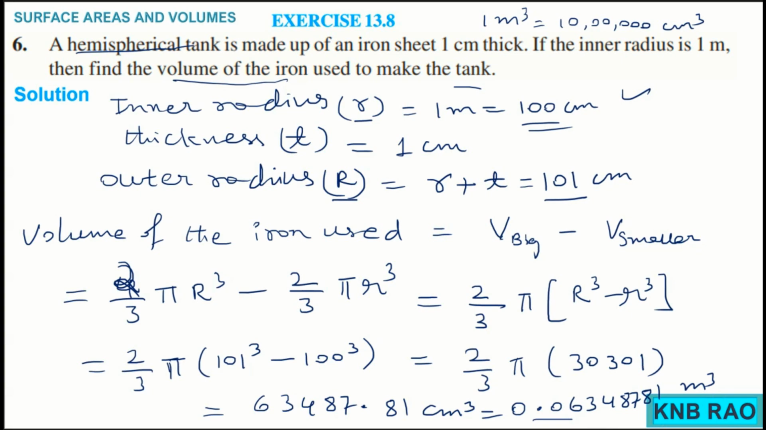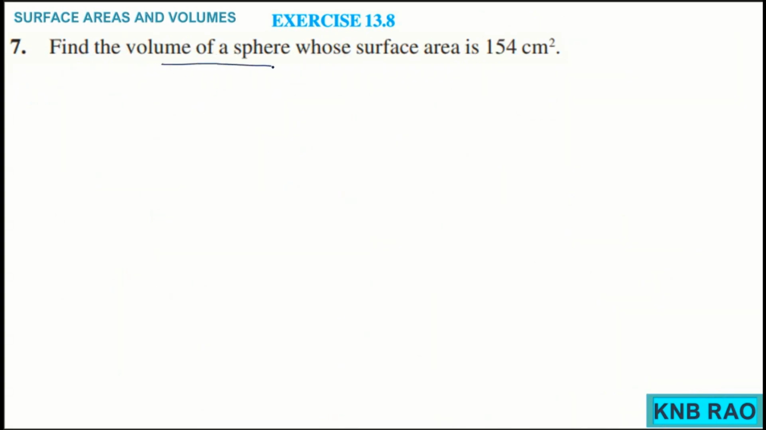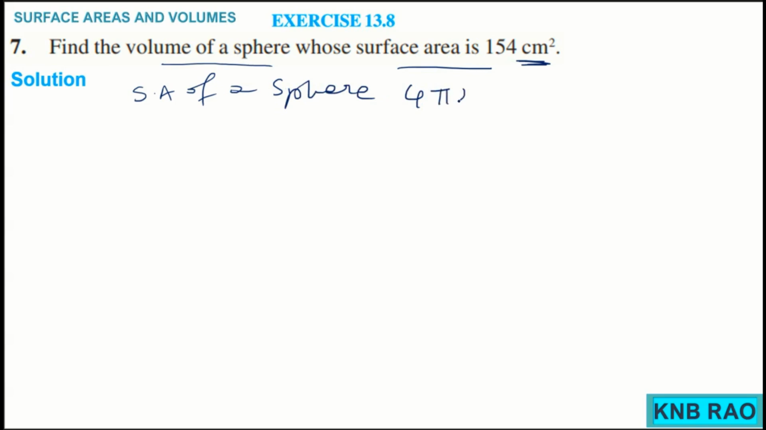Moving on to question number 7. Find the volume of a sphere whose surface area is 154 centimeter square. That means first I have to find the radius. Here I know that the surface area of a sphere is found with the formula 4 pi r square, equating it to 154 centimeter square. I will get the radius. We have already solved the same kind of question in exercise 13.4 and you got the radius as 3.5 centimeter, if you could remember.